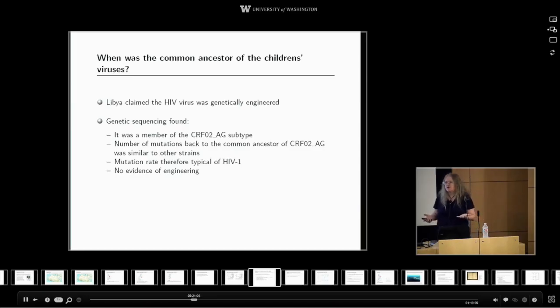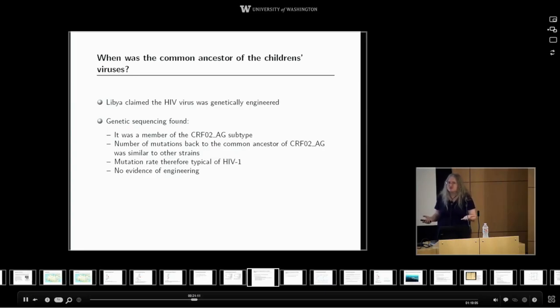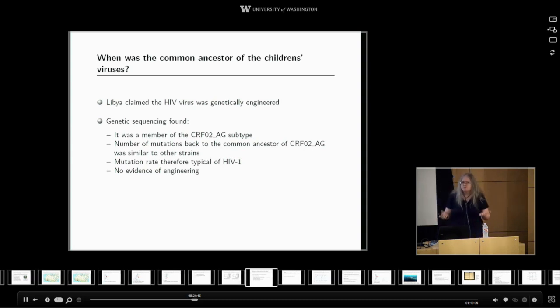And you can ask, how far has this virus diverged from the common ancestor of all the CRF02_AGs? So we compared it to other AGs in the database. It's very typical.